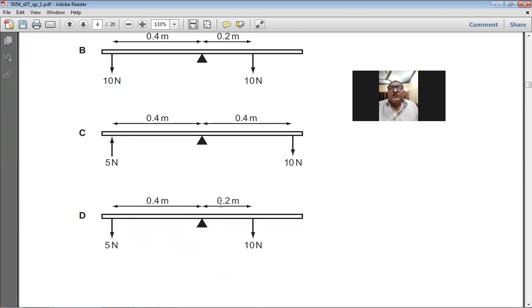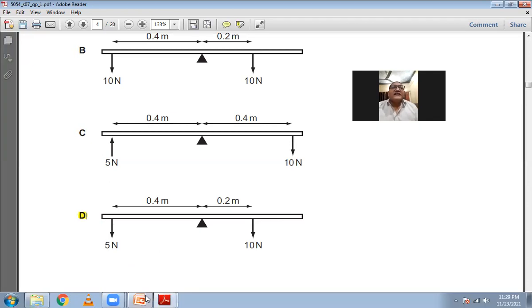So multiply this force with this moment arm. So 10 multiplied by 0.2 gives you 2 Newton meter, and 5 multiplied by 0.4 gives you 2 Newton meter. So the anti-clockwise moment is 2 Newton meter, and the clockwise moment is also 2 Newton meters. So they will balance each other. So I think D is the right choice.